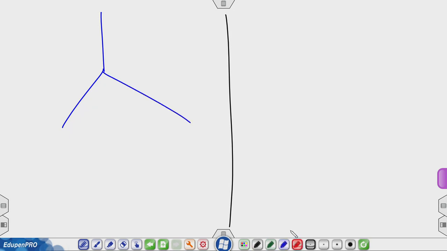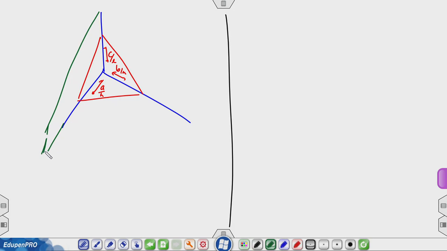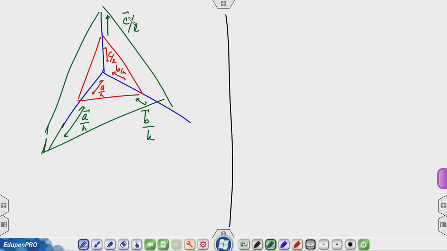I have one plane, this distance is A over H, B over K, C over L, and the next HKL plane is like this. The distance here is A over H, or this vector is A over H, this is B over K, and from here to here is C over L.